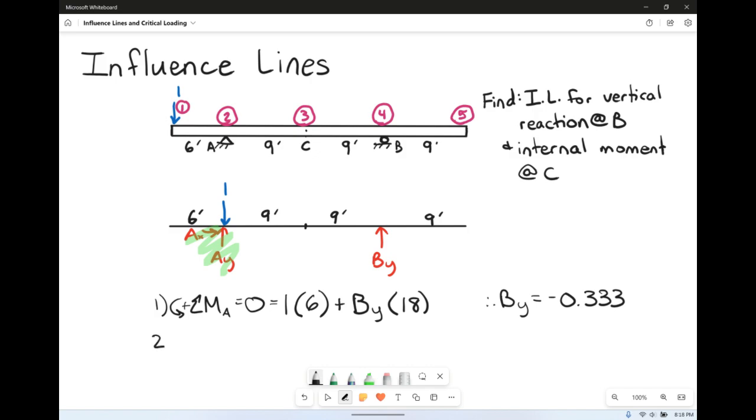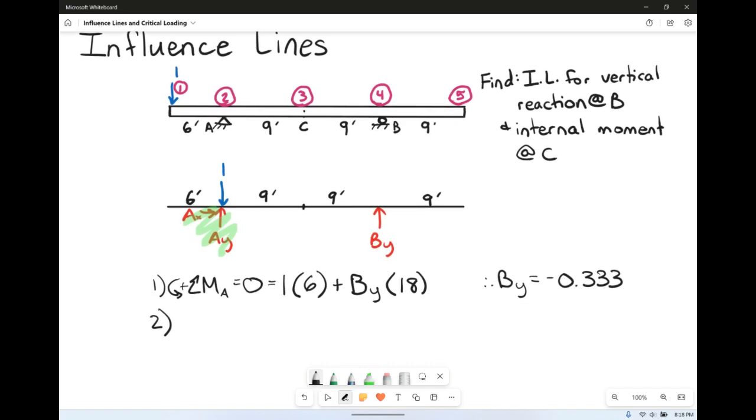So at our second location here, again, we still want to find BY, so we're going to, again, sum the moments about A and set it equal to 0. So we have our point load times the distance of 0, and we have BY times the distance of 18. So BY is equal to 0.